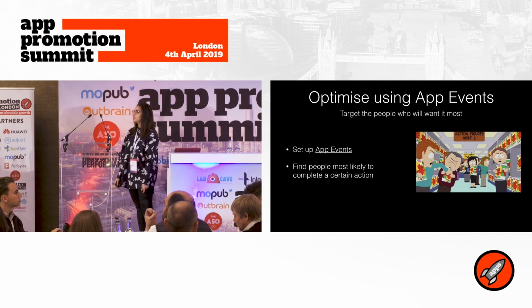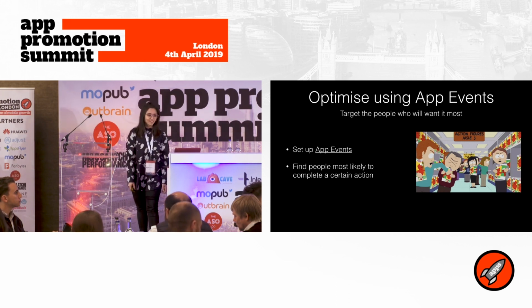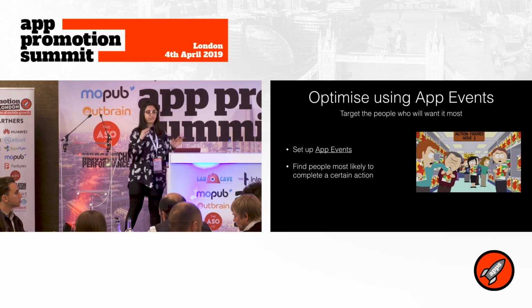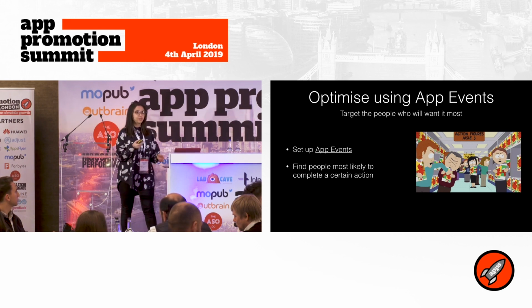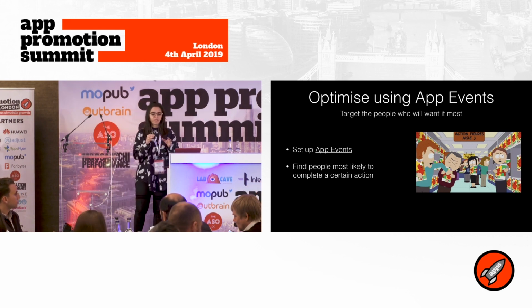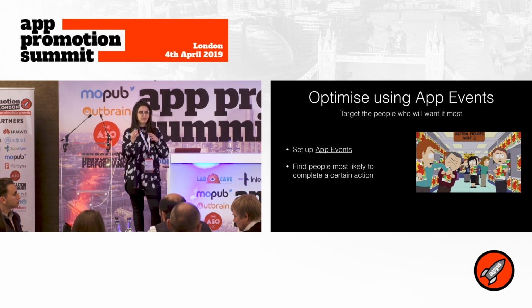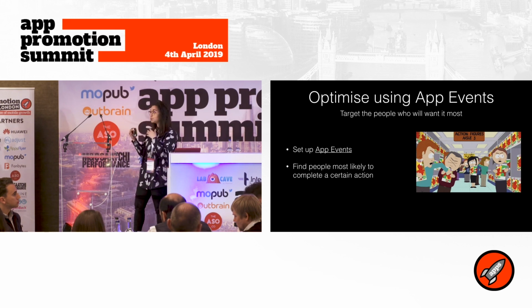Whilst we're on tracking, we should talk about app events. We want to target the people who want it most. So what are app events? An event is a measurable action which can happen in your website or on your app. For example, clicking play on a song, signing up, subscribing, or purchasing. You can map these into Facebook, like I said, so that you can track the performance of your ads. But another benefit that comes with it is the optimization.